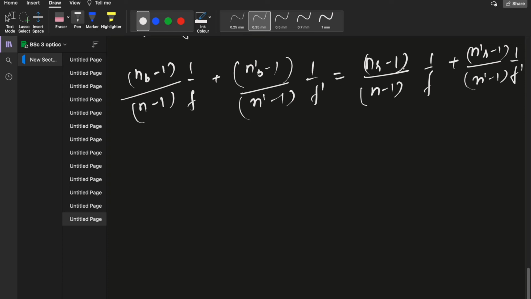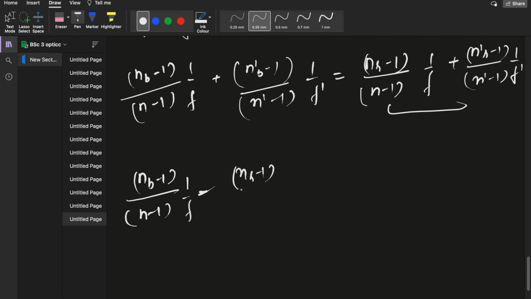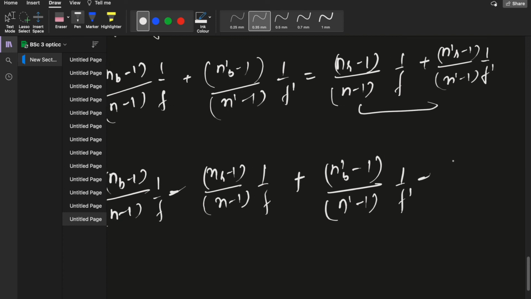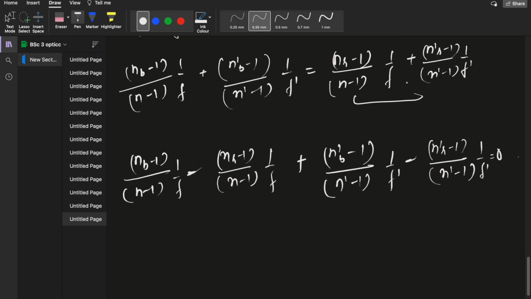Alright, just take this to the left hand side. So we will have (nB − 1)/(n − 1) times 1/f minus (nR − 1)/(n − 1) times 1/f plus (n′B − 1)/(n′ − 1) times 1/f′ minus (n′R − 1)/(n′ − 1) times 1/f′ is equal to 0. What I have done is taken all the elements to the left hand side.